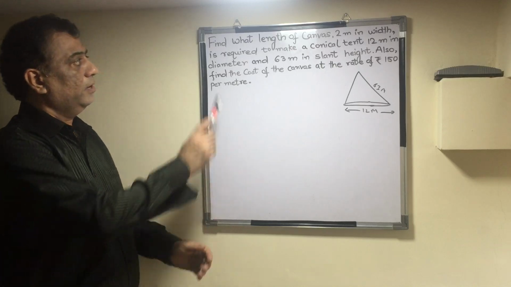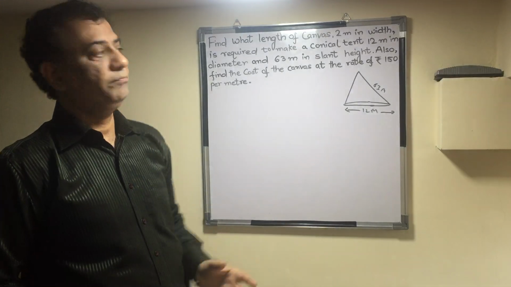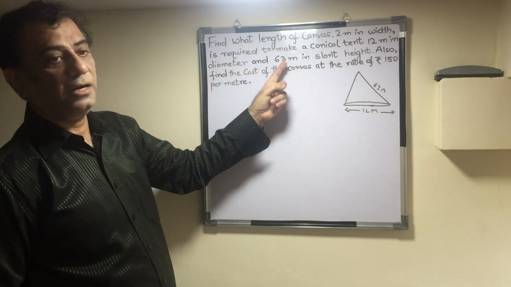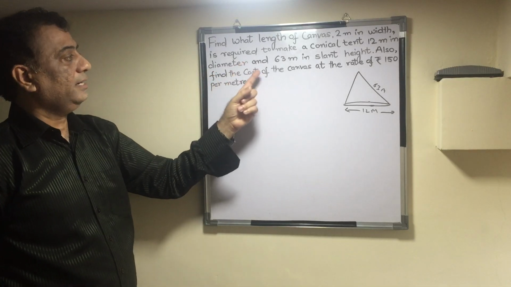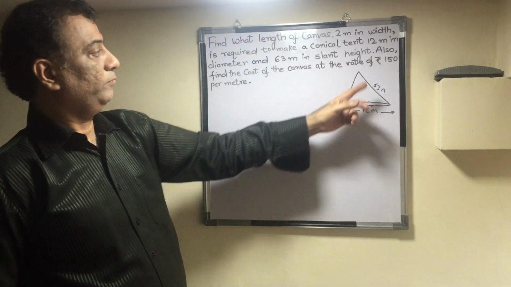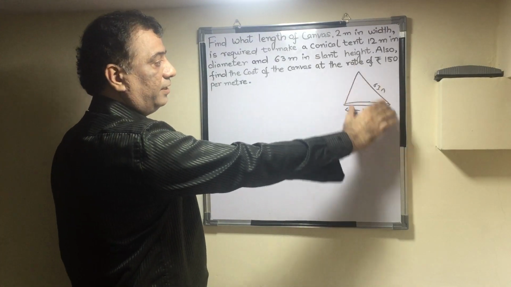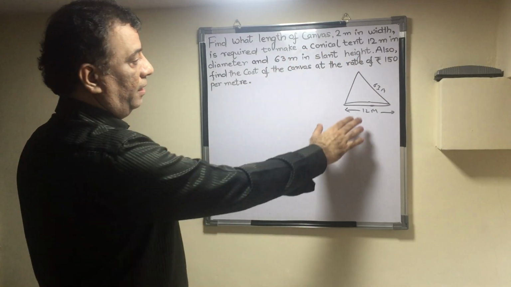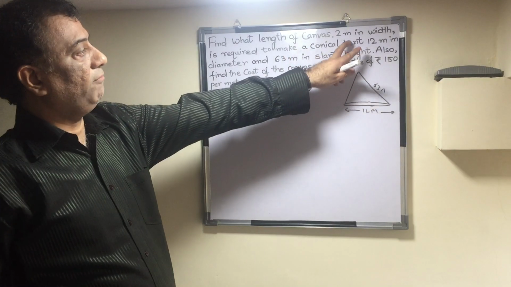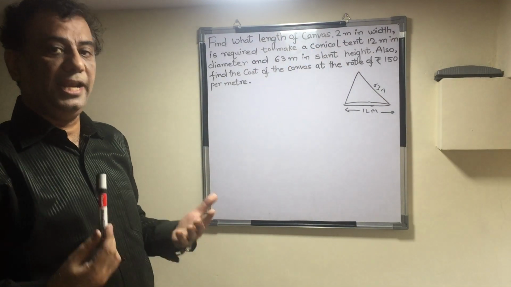Basically, the question is: find what length of canvas 2 meter in width is required to make a conical tent 12 meter in diameter and 63 meter in slant height, which means we have to cover this conical tent with the canvas whose slant height is given. We are given the width of canvas as 2 meter. We have to find the length of canvas.